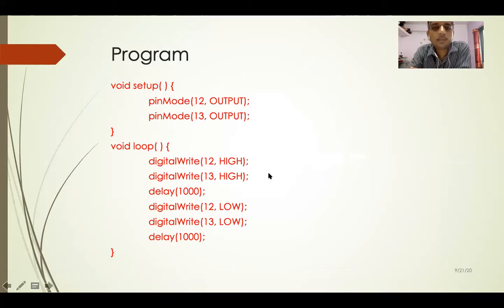Now what is the program? The program is again easy. Previously we used only one LED, so in the setup function we set the mode for only one pin, pinMode 13 comma OUTPUT, or pinMode 8 comma OUTPUT. Instead of this, we want to use two pins here. Simple. So use two pinMode functions: pinMode 12 comma OUTPUT, pinMode 13 comma OUTPUT. Whatever pins you are using for the LED anodes, you have to mention here. This comes in the setup only.